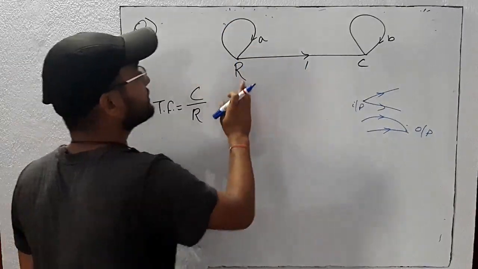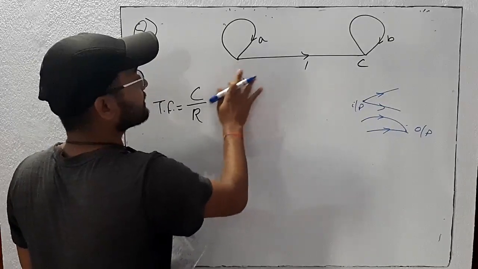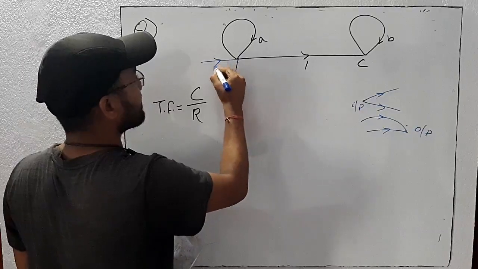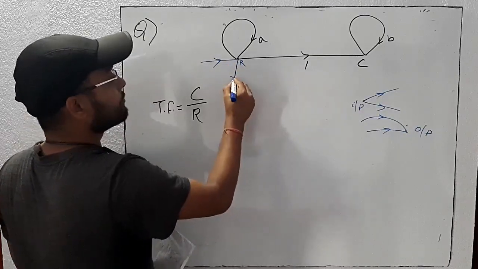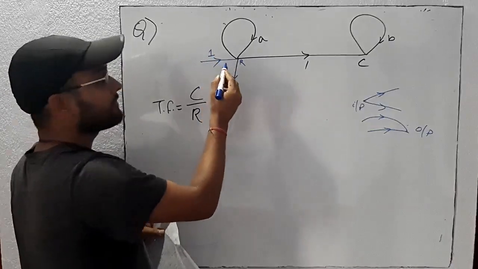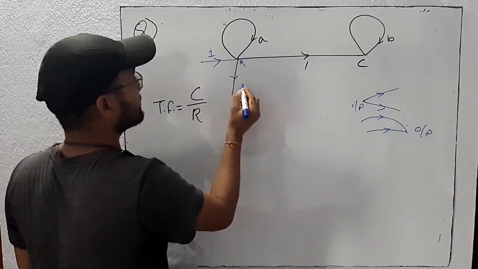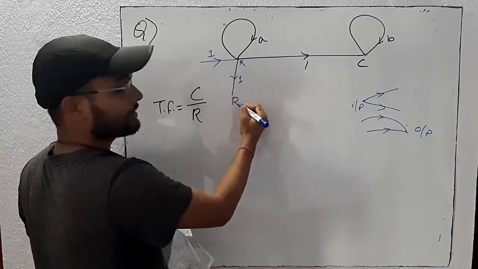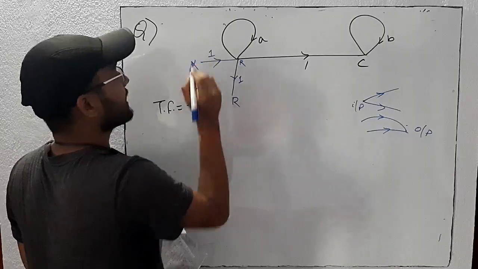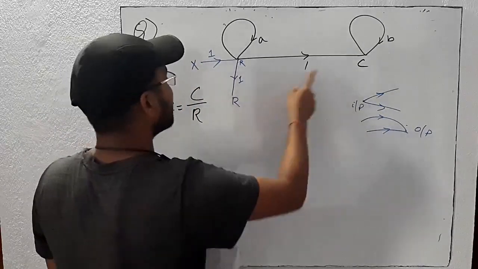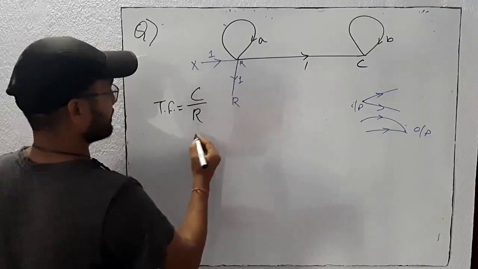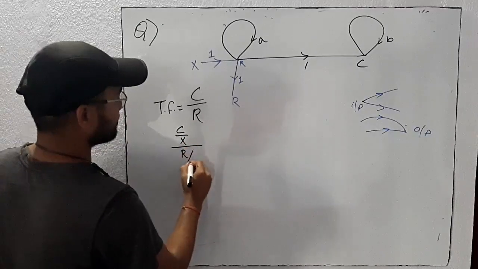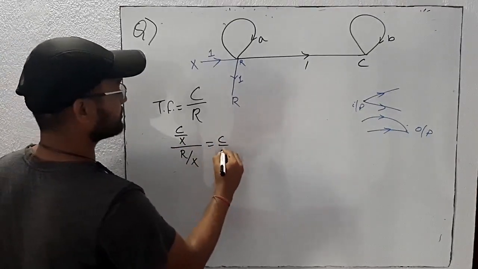So for solving this kind of question, we will take this as R. We will take a multiplicative factor 1 and make a diagram like this. Here it is R, and if we multiply R by 1, here also it will be R, but here we will take X. Okay? So now to find C by R, we will do C by X divided by R by X. So X will get cancelled, and that will be equal to C by R.